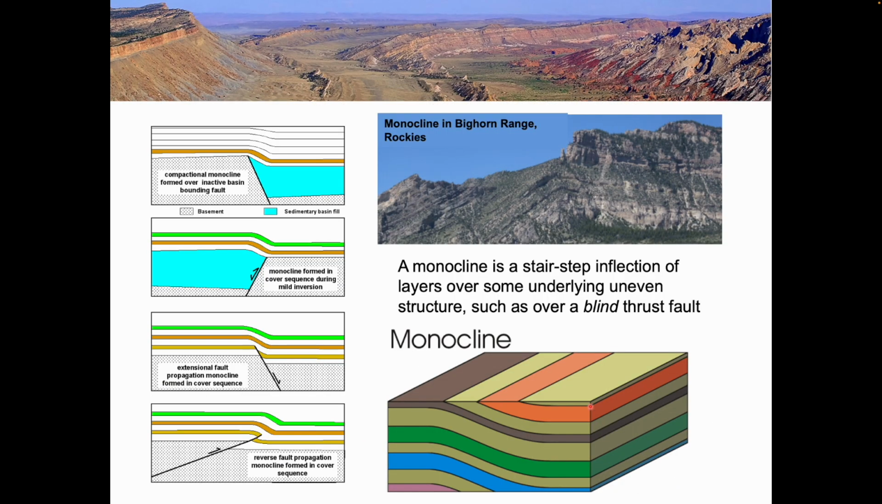There's one final type of fold we need to discuss, and that is a monocline. A monocline is a one-sided fold, basically a stair-step inflection of layers over some underlying uneven structure, such as over a blind thrust fault. A blind fault is any fault that doesn't reach the surface. If you look on the left, the bottom two examples are two blind faults. On the lower middle, we have a blind normal fault, and on the bottom we have a blind thrust fault, creating that stair-step, single-sided fold sort of inflection in your rock layers. At the top, we have an example of a one-sided monocline fold in the Bighorn Range of the Rocky Mountains.